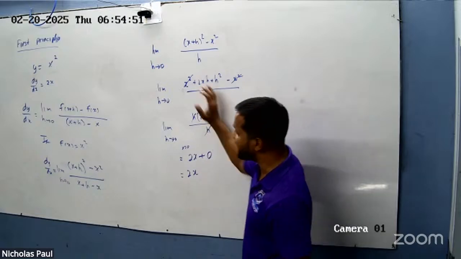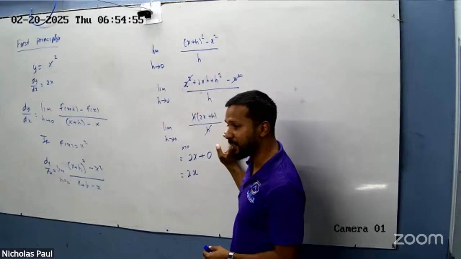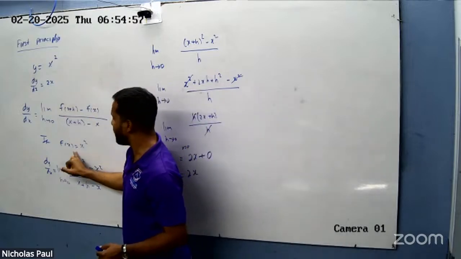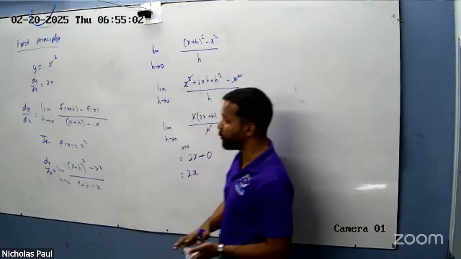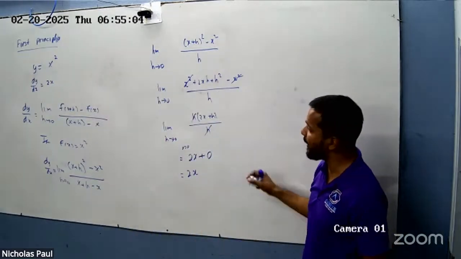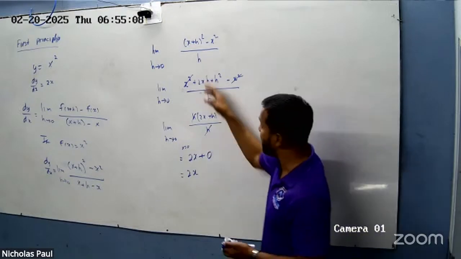And this is called first principles. You only have to use this technique when the question says differentiate by first principles. You don't do it all the time, only when they say by first principles. Are you okay with that? So you're using your limits to simplify it out.